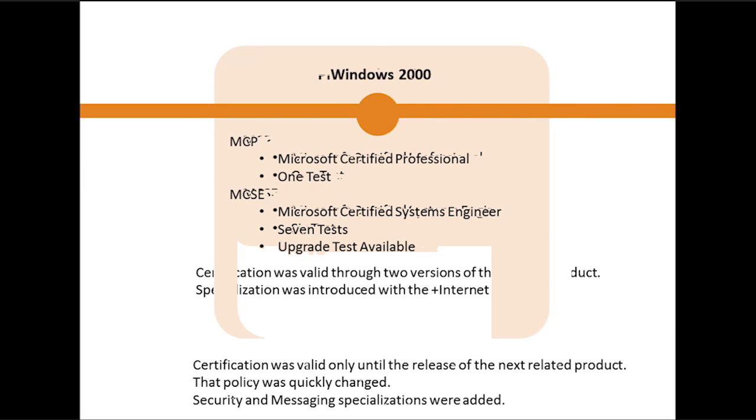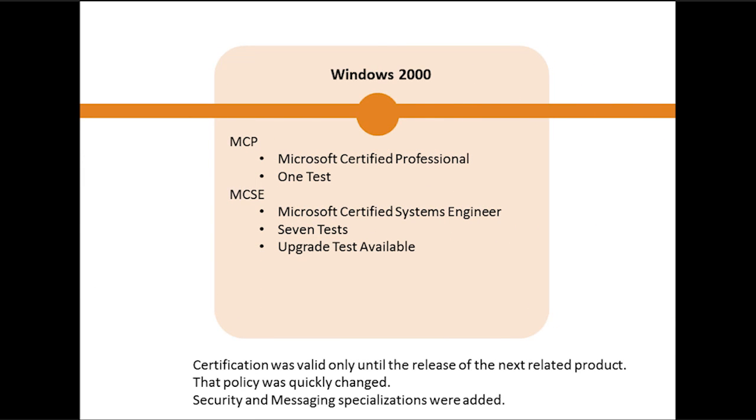Now, moving into Windows 2000, things changed. In Windows 2000, we still had the MCP and the MCSE. Okay, that was exactly the same. Nothing changed there. And there were 7 tests now instead of 6. And yes, there was an upgrade test available. But here's the deal. Certification was valid only until the release of the next related product. The whole 2 generations out thing went away.